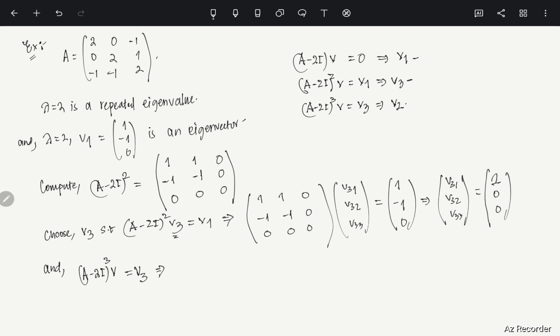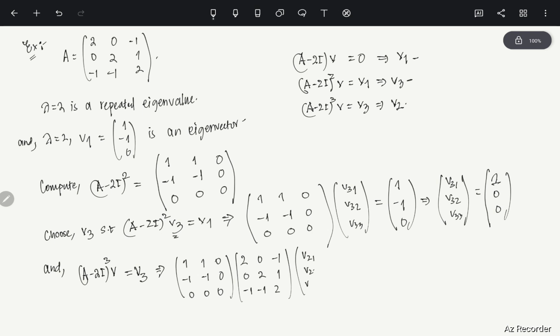Now you see, this is nothing but the matrix 1 1 0, minus 1 minus 1 0, 0 0 0, times this matrix again, 2 0 minus 1, 0 2 1, minus 1 minus 1 2, times v1, v2, v3. Let's just call this v2, and write it as v21, v22, v23, and the target is this 1 0 0. That's the target of v3.